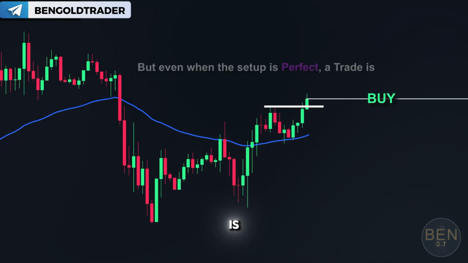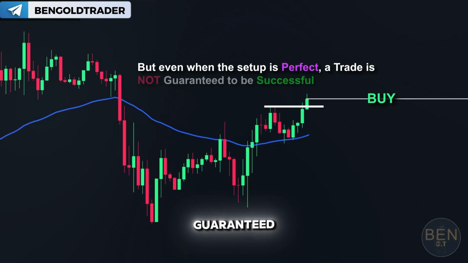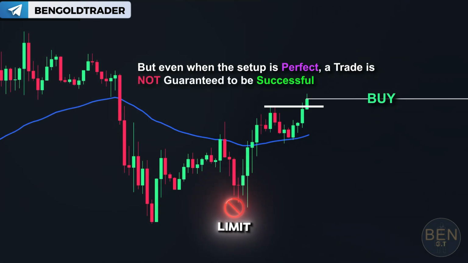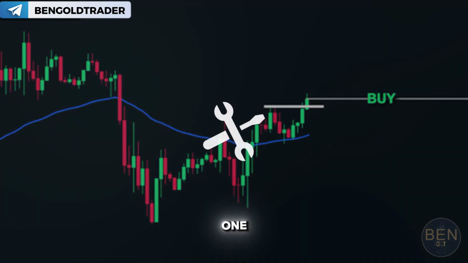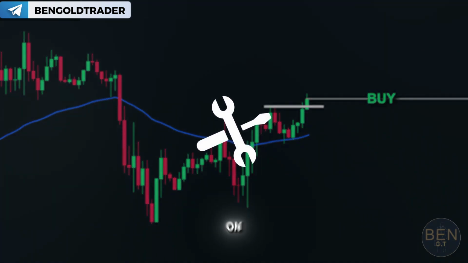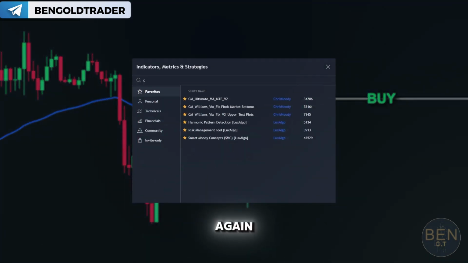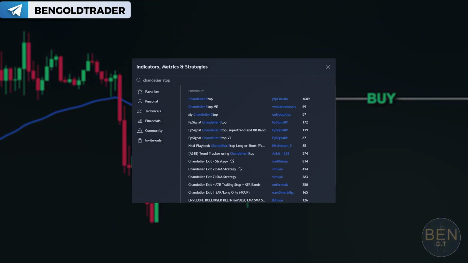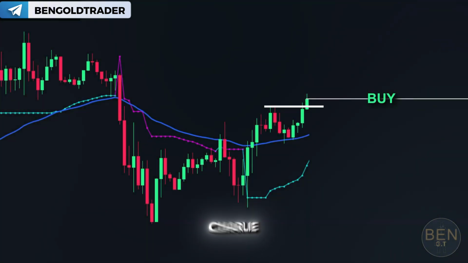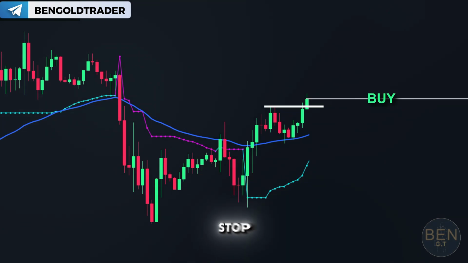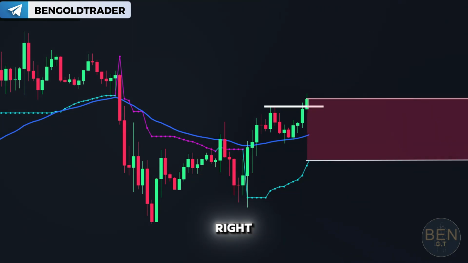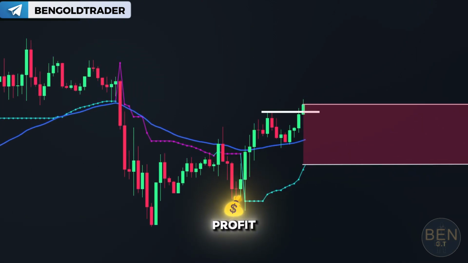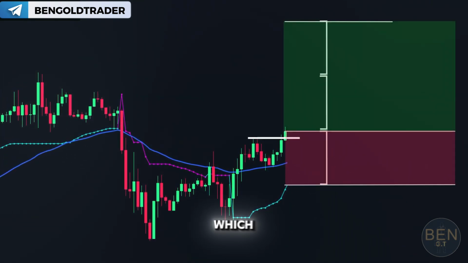But even when the setup is perfect, a trade is not guaranteed to be successful. And that's why we need to set a stop loss to limit our risk. To do that, we add one more tool to our strategy. So on TradingView, go to Indicators again and type Chandelier Stop, and click the one right here. Once it is applied, we place the stop loss of our entry at the Chandelier Stop. In this example, that would be right here. We then set a take profit target at double the stop loss, which is right here.